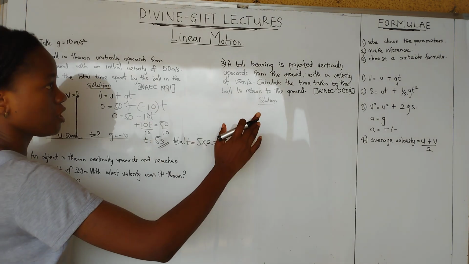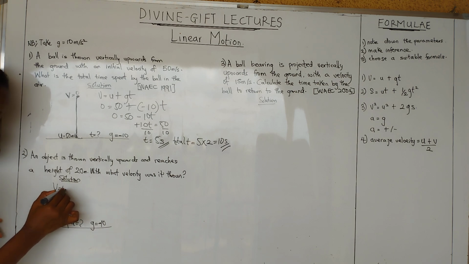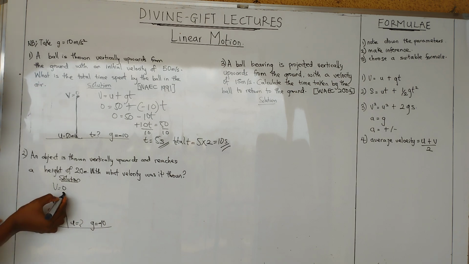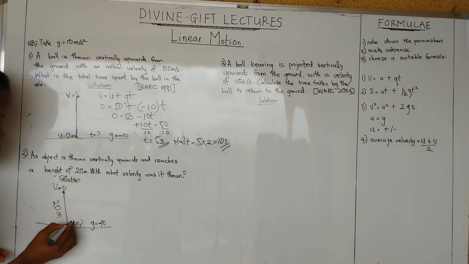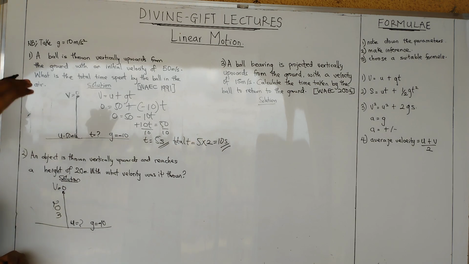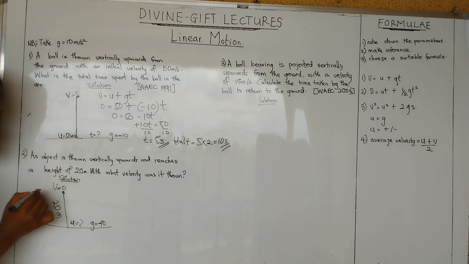Since we've noted down the parameters, we are going to make an inference. And that inference is that v at this point is going to be 0. Since they say this is the point where it's reached, it's 0, because at the highest point, v is always 0 for vertical motion. When it reaches the highest point and no longer goes further, where it's just about to come down, you can say that v is equal to 0.